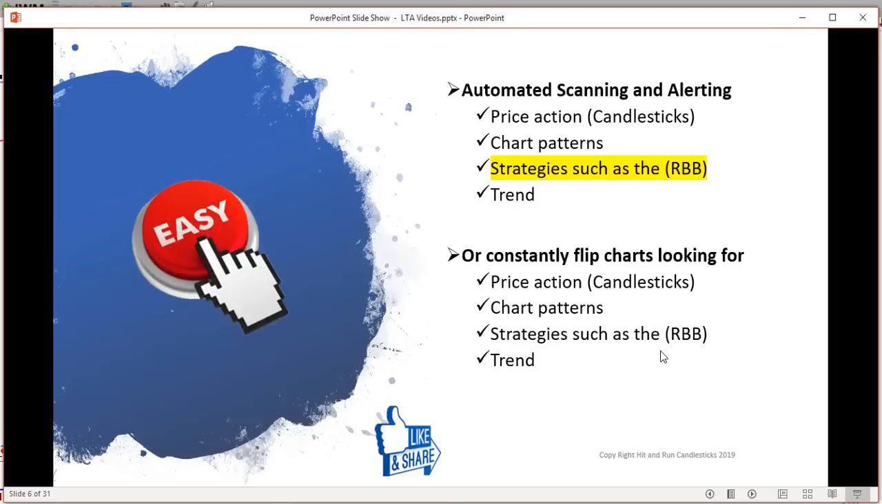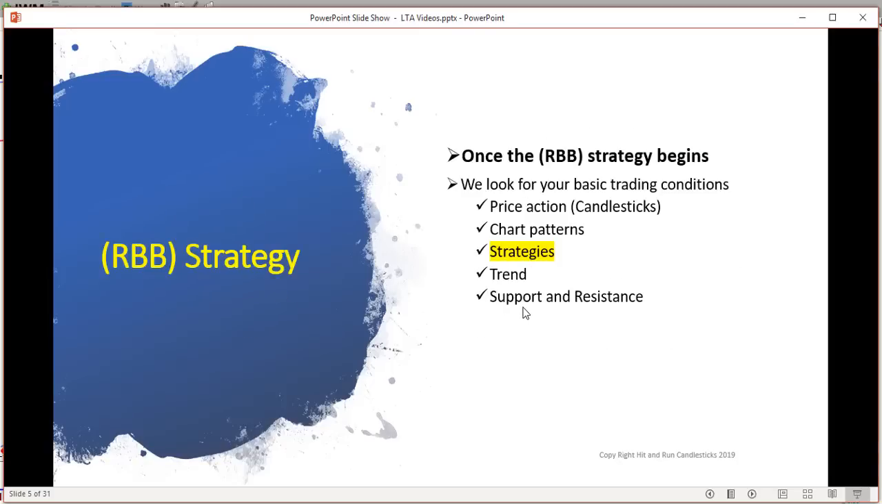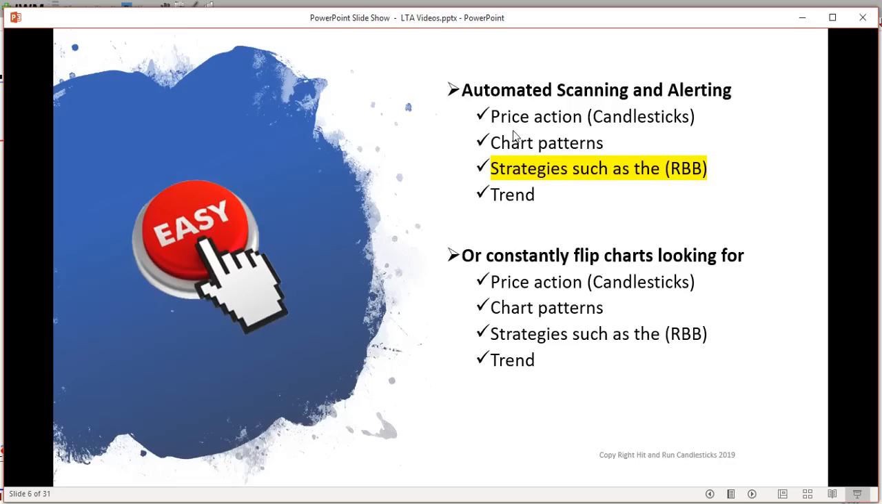What we're going to look at today is scanning, and we're going to look at some charts, and we're going to talk more about charting as well, but I want to talk about some automated scanning and alerts. And remember I said price action, candlesticks, chart patterns, strategies, and trend. Let me go back one. Support and resistance. Notice that's not on that next slide. Everything else is on the next slide.